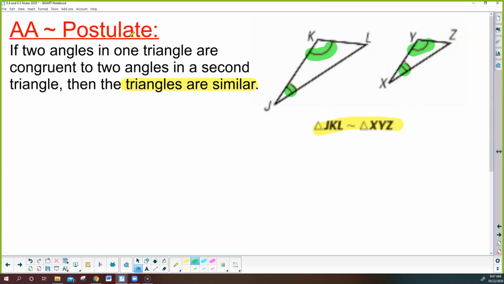Now, the other question that I always get is, how come it's not angle, angle, angle? Why is it only 2 angles? Well, we had a theorem back in Unit 1 that said if you knew 2 angles of one triangle are congruent to 2 angles of the other, then you could automatically find the third angle. Angle L and angle Z have to be congruent because all 3 of these have to add up to 180. And if these 2 are the same, that means angle L has to be congruent to angle Z, which is really nice because then we only have to show 2 angles because that will always be the case. We don't ever have to show that third angle.